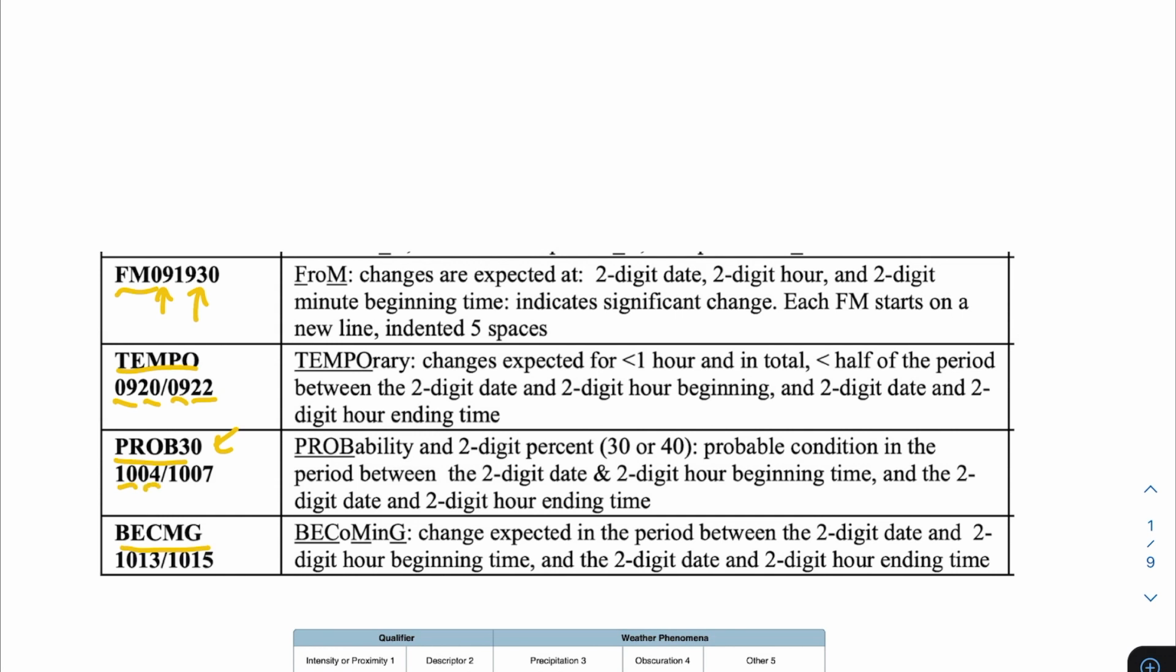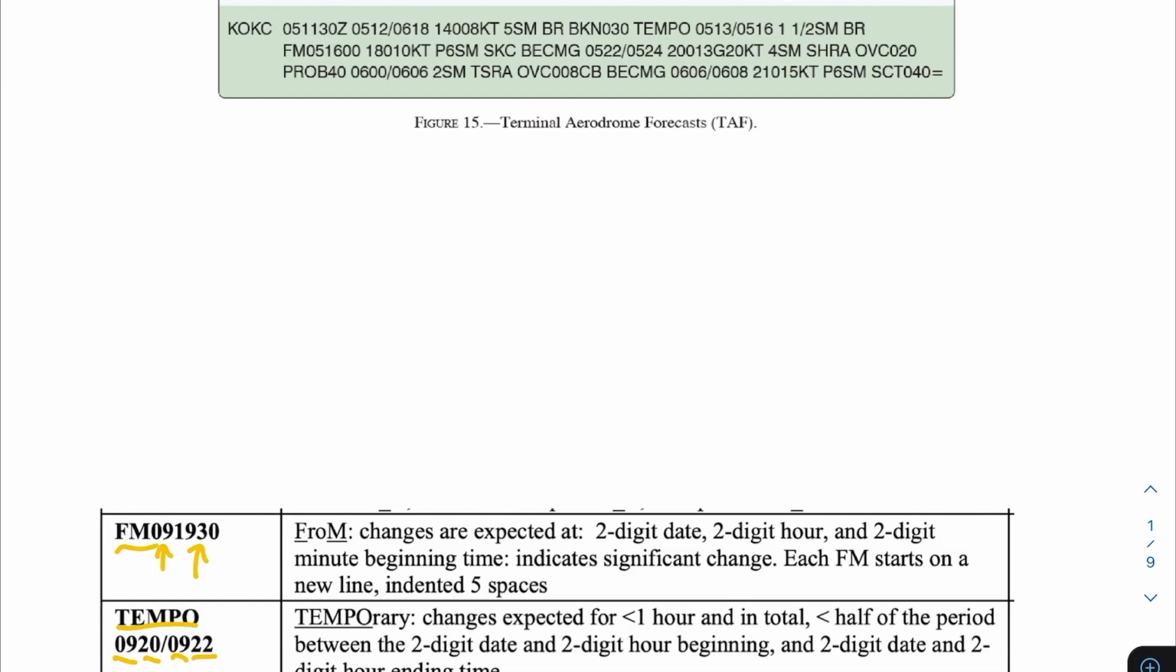Then we have BECMG, becoming. This is typically a gradual change in conditions expected over a longer time period. Once again, we have date, and then the hour, and then end date, end hour. So yeah, these are our four things to look out for in our TAFs.